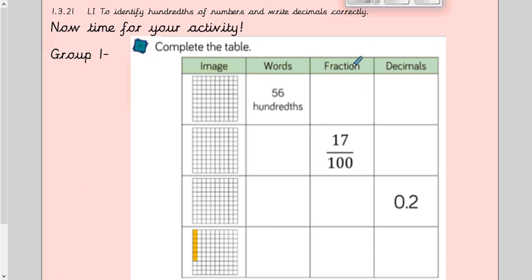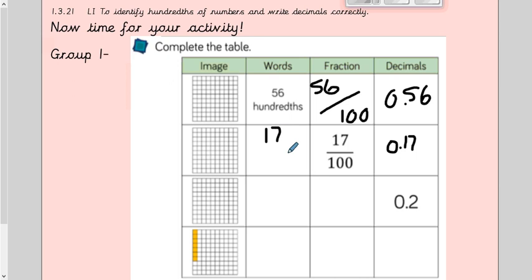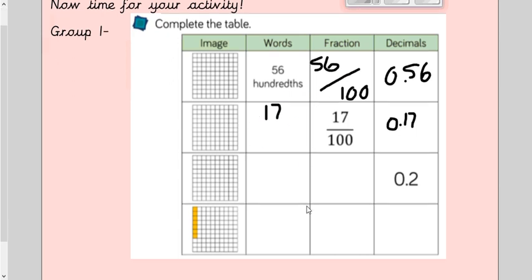Okay, answer time then. So the first section for group 1, 56 hundredths as a fraction is 56 over 100, and as a decimal that would be 0.56. As a fraction, 17 hundredths is that, and as a decimal it would be 0.17. So that would be 17, and then I'm going to type it because it'll take me too long to write it and it won't be very neat, so I'll do that now quickly. Hundredths. It's a tricky word to spell.